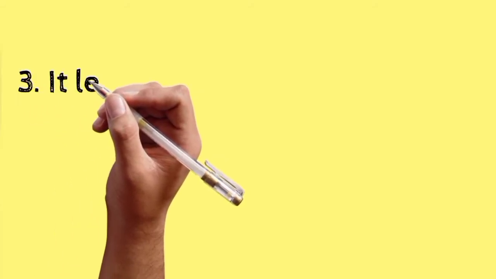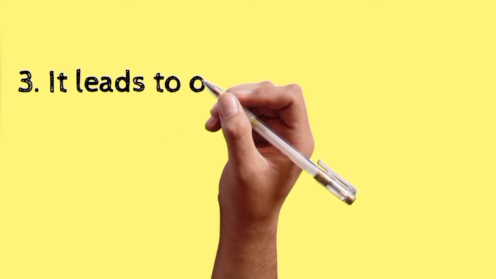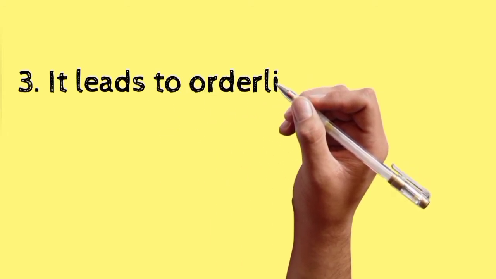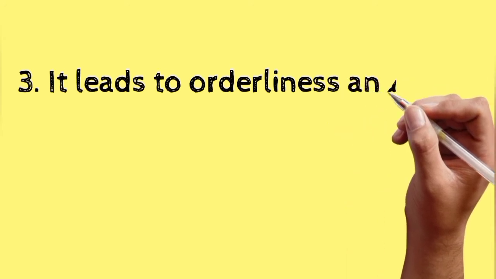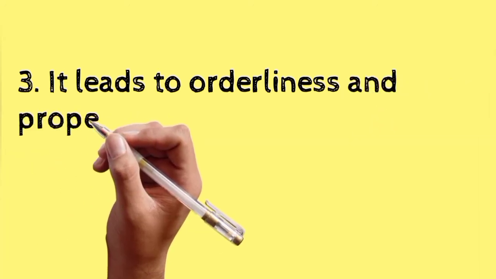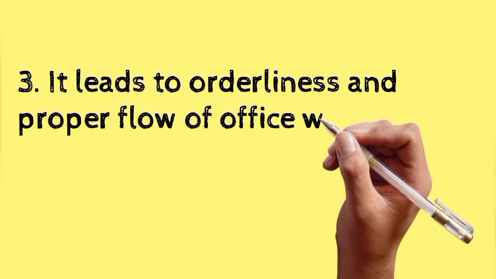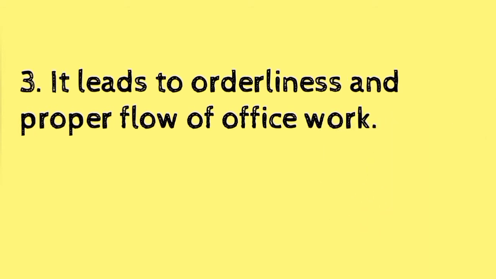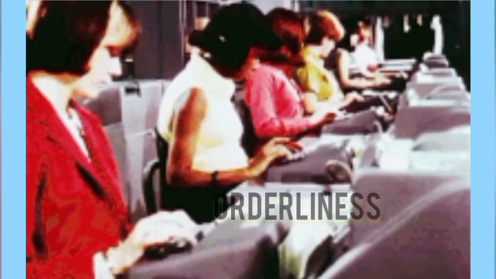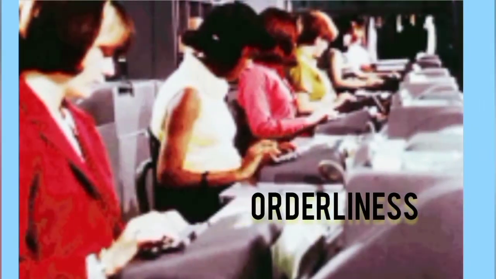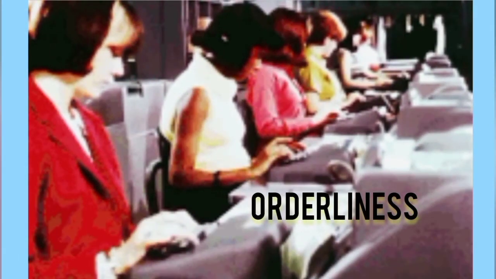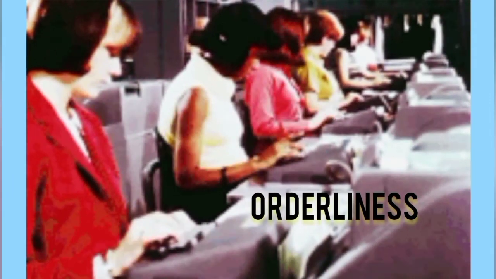And the third importance of office procedure is it leads to orderliness in the organization. As long as there is office procedure, it will bring orderliness and proper flow of office work in the organization. You see the workers here, everything is done in an orderly manner because they know the procedures. They have been properly trained, and so whatever they are doing is in orderly manner.